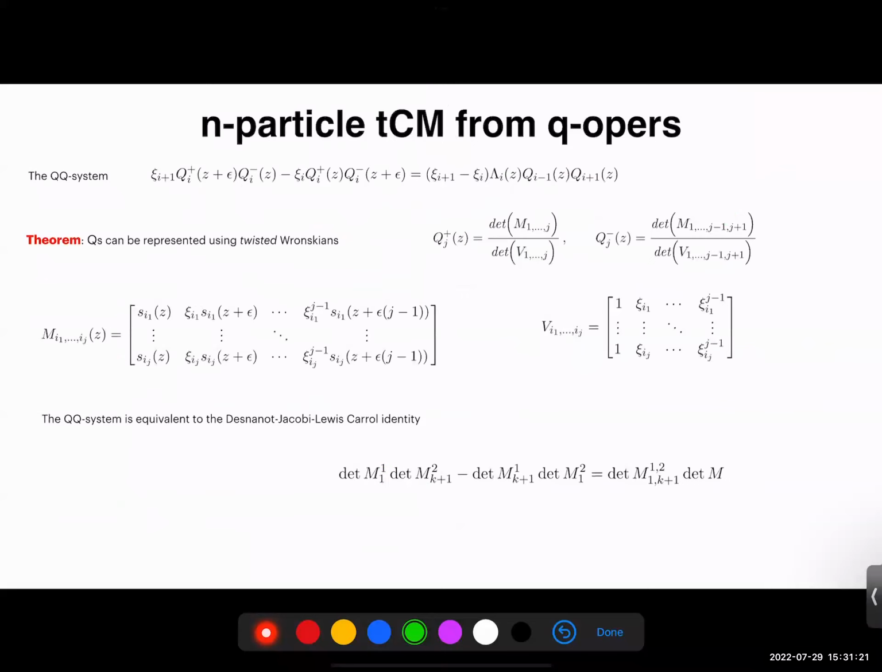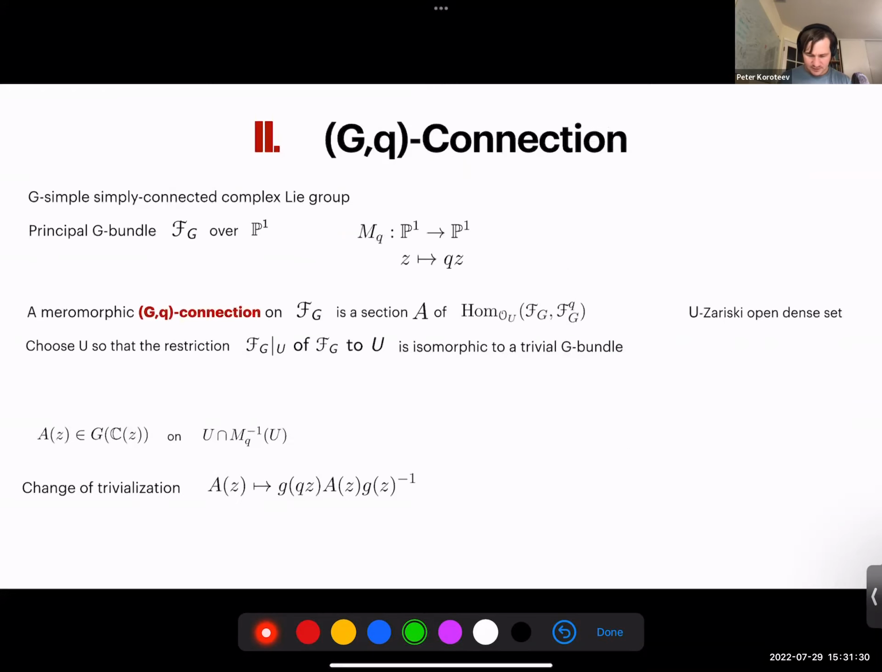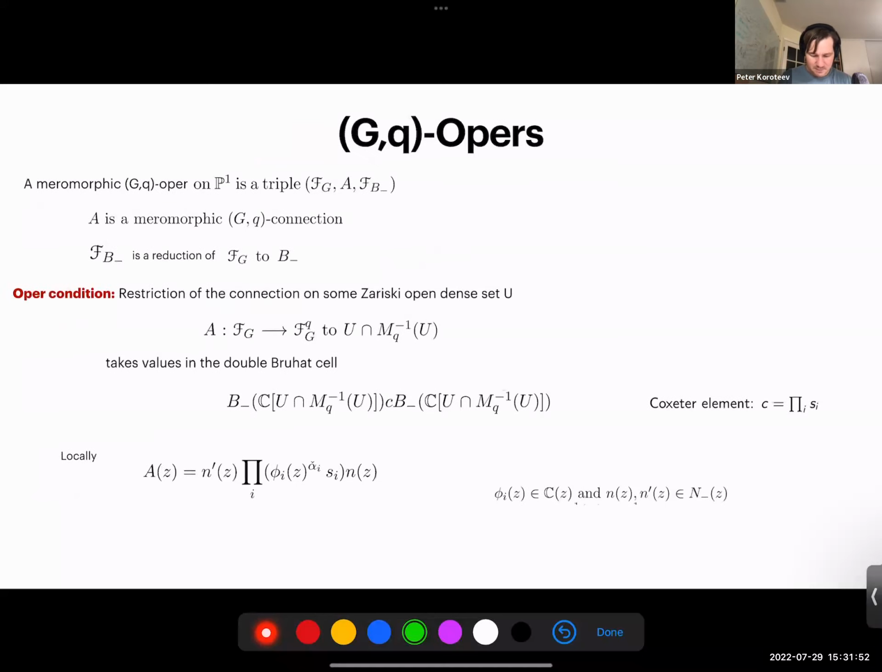Thanks. Good. So maybe I can have like 5 minutes or so. Let me do the following. You can define opers not only for SL_N, but in fact for any simply connected complex Lie group. The construction is a bit more abstract. You need to work with double Bruhat cells, some Zariski open subsets inside your base, but all in all, it can be done.